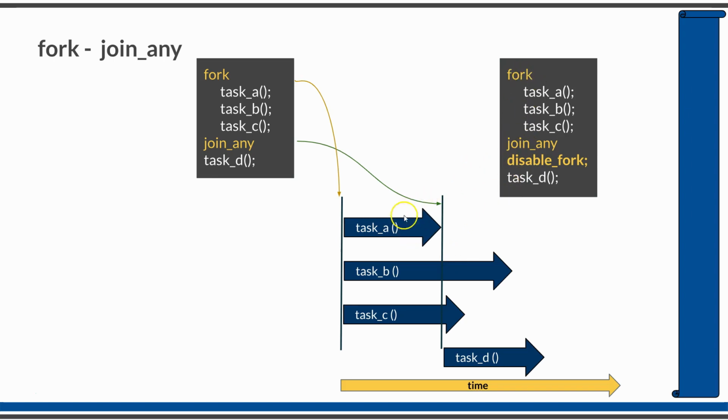So task A thread is already completed, therefore it will kill the task B and task C threads. Therefore whatever statements in task B or task C were executed till this point in time were executed, and if there is something remaining, it will not be executed. And after task A, task D will be starting its execution. So this is the use of disable fork.